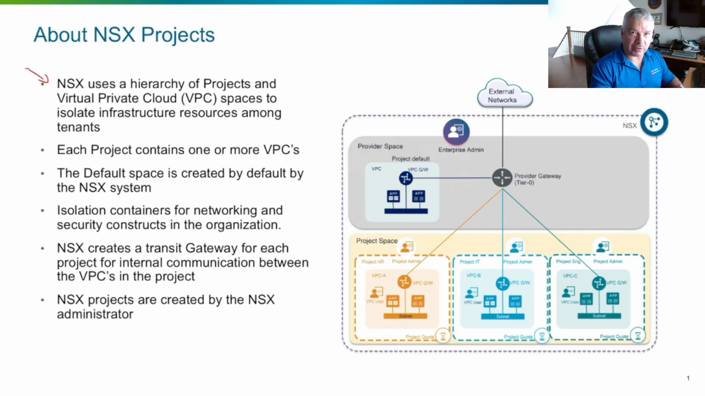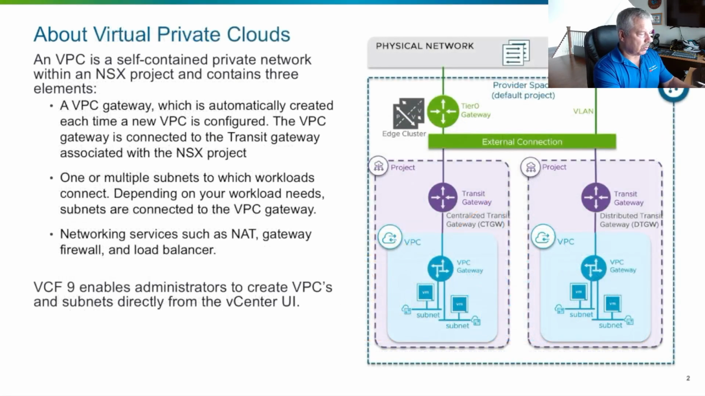But with projects, you had to know NSX. So then they upped the ante a bit, and they came out with these things called VPC, virtual private clouds, where basically it's more of a self-service portal. So a VPC is a self-contained private network within NSX projects, and contains 3 elements.